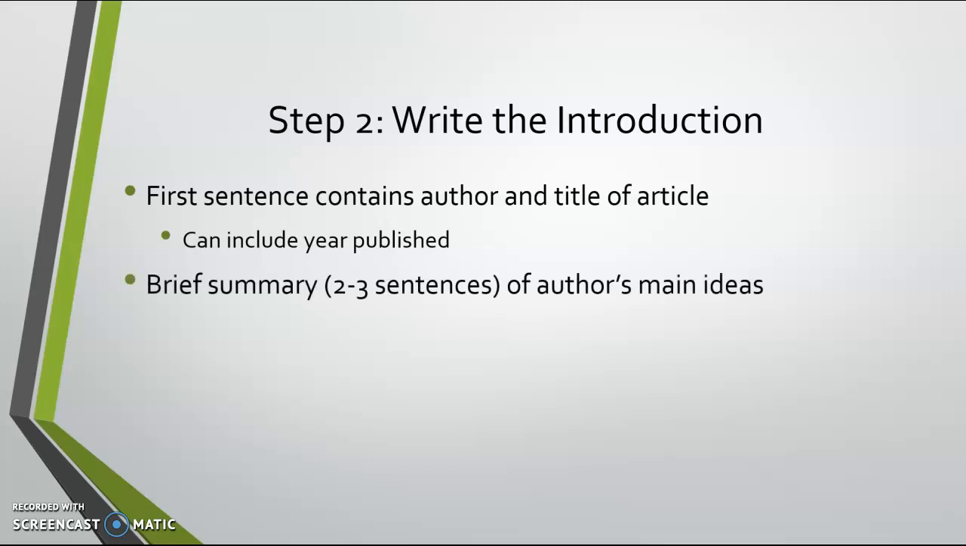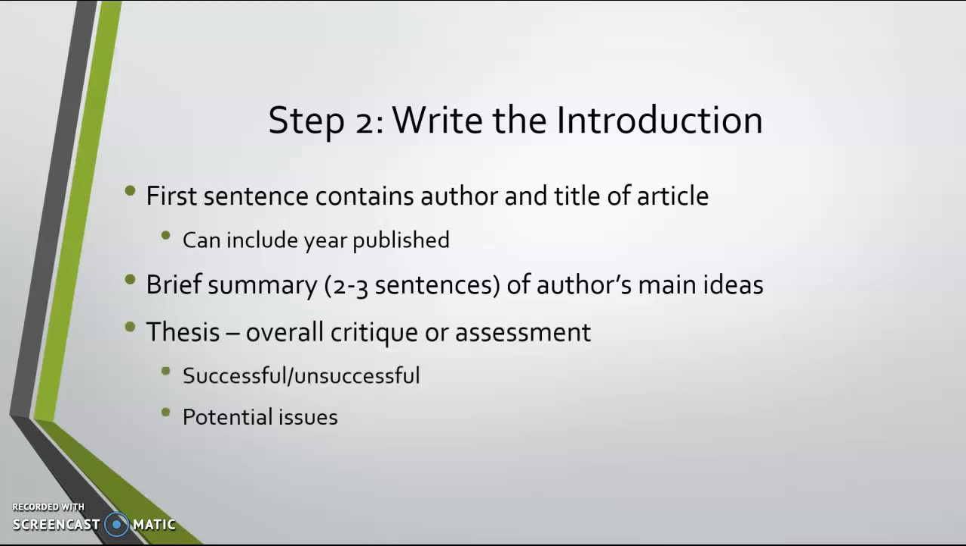Main topic. The second thing that you'll include in the introduction is a brief summary of the author's main ideas. This is about 2 to 3 sentences long and doesn't need to be real specific. It can just be kind of general: what is the author doing in this article? So this is solely summary information. The thesis then is where you bring in your critique. So the thesis is your overall critique or assessment of the article.